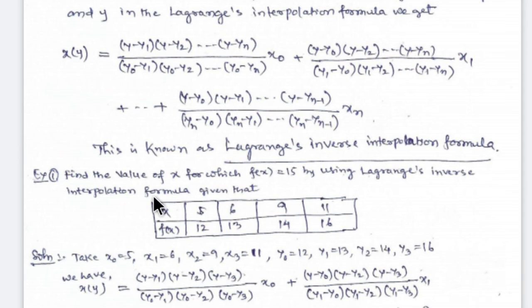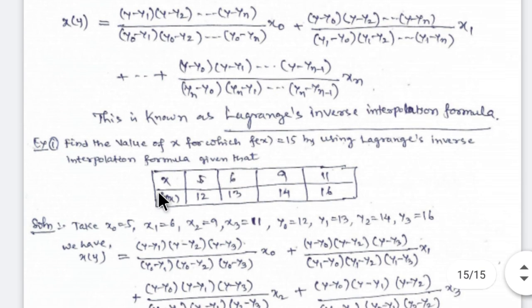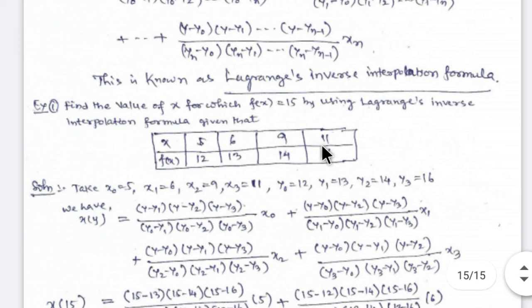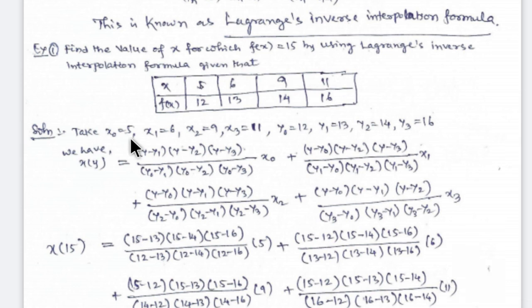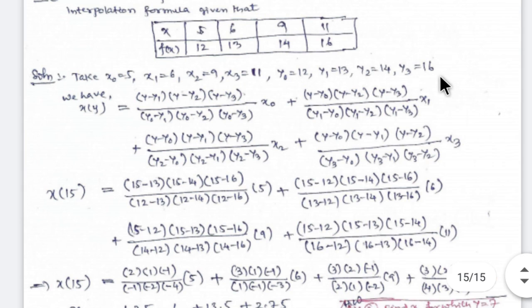You see one example relating to this. Example 1: find the value of x for which f of x equal to 15 by using Lagrange's inverse interpolation formula. Given that the x values are 5, 6, 9, 11 and the f of x values are 12, 13, 14, 16. Take x naught is 5, x1 is 6, x2 is 9, x3 is 11, y naught is 12, y1 is 13, y2 is 14, y3 is 16.